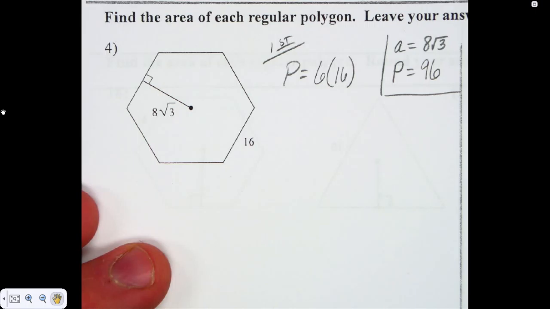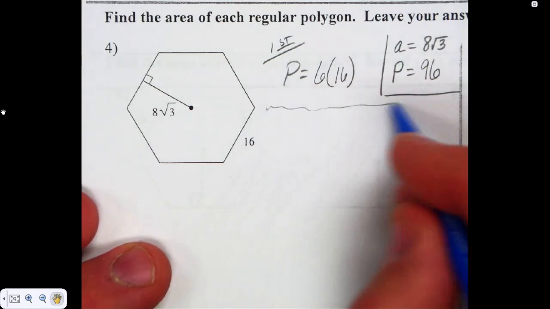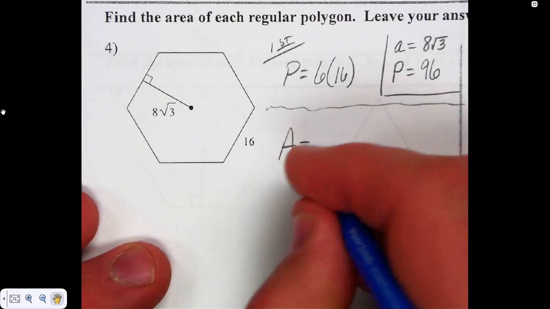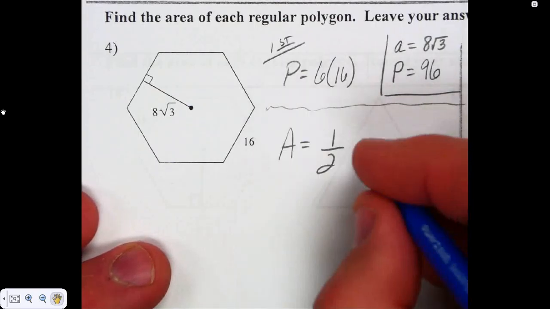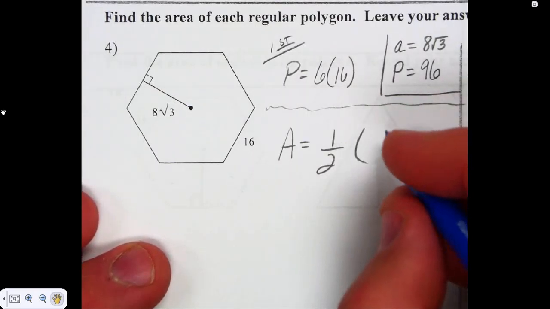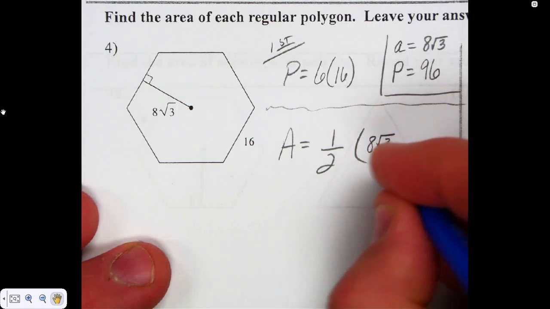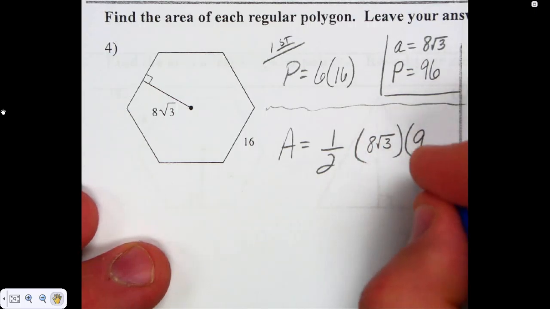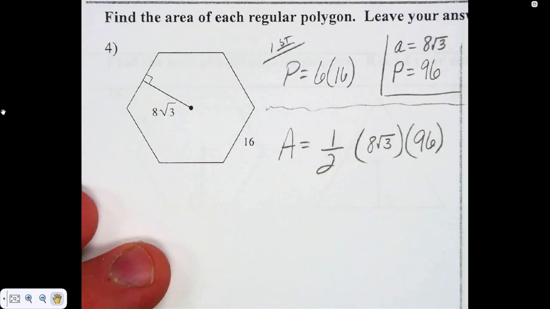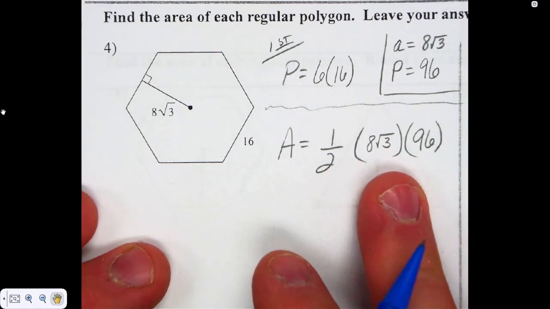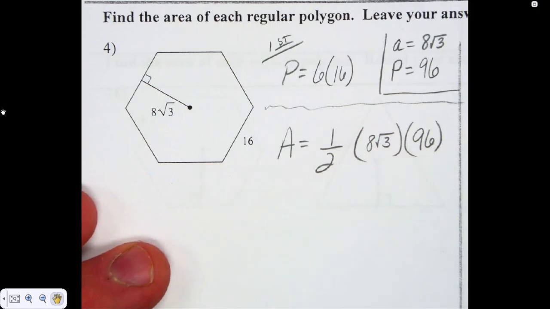Now do I have both the things I need to use the formula? So area is equal to, capital A is equal to 1/2. What goes in as my apothem? 8 square root of 3 times the perimeter, which is 96. Now, here's where this is different. You're supposed to leave this in exact, right? If you don't start with a decimal, don't end with a decimal.